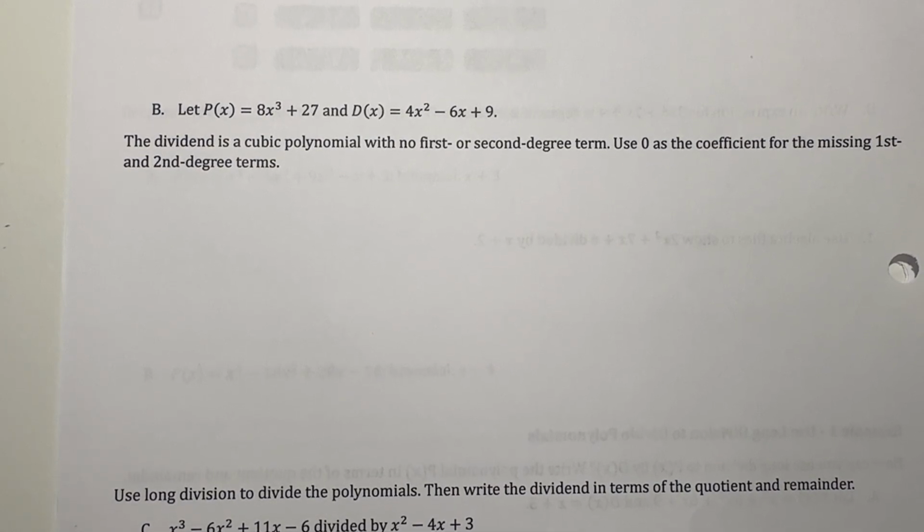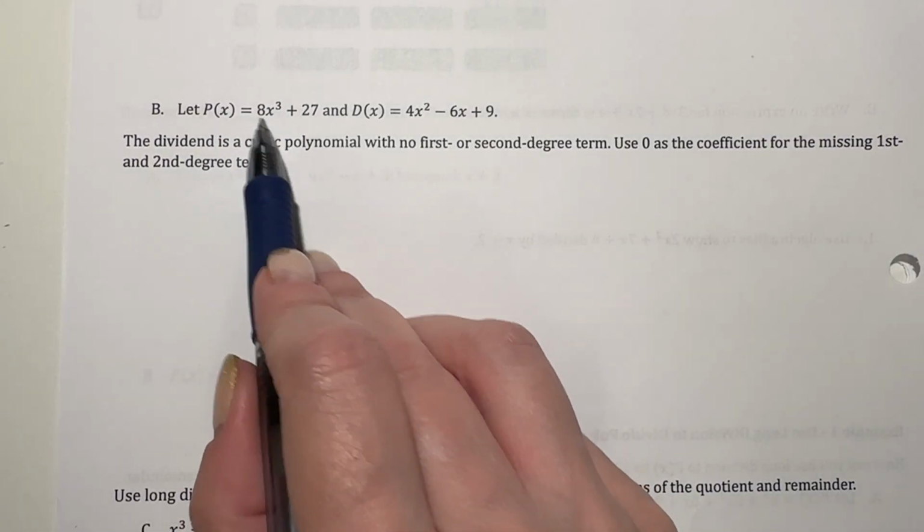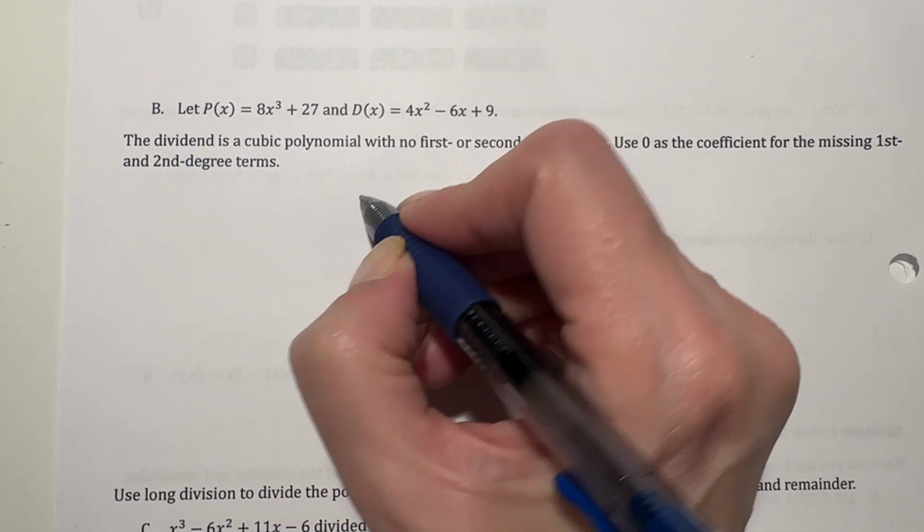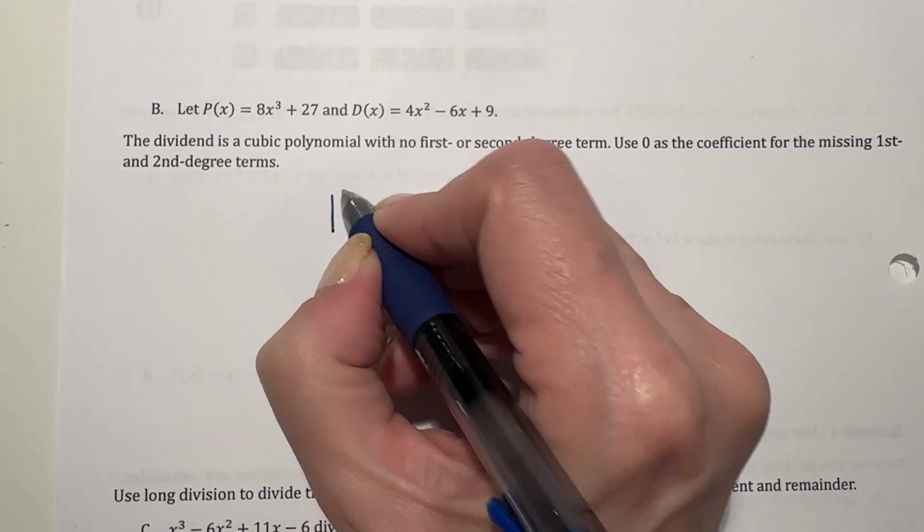Okay, I'm back. All right, so let's set this up again. How do you know what goes underneath your division symbol? It's going to be the one with the higher power. So you're going to take this value and divide it by this one. So first thing I'm going to do is get all set up.